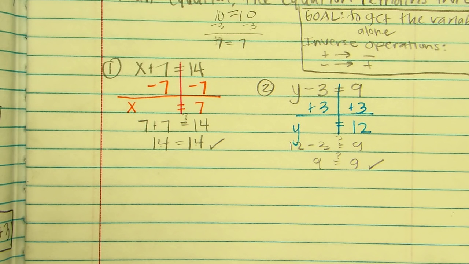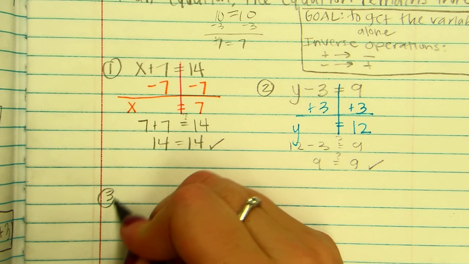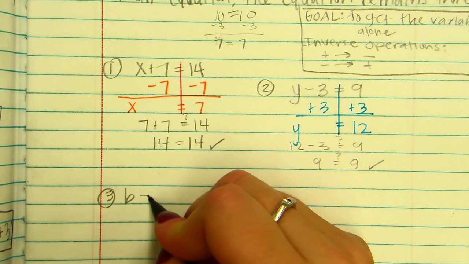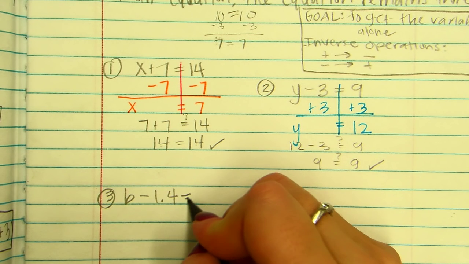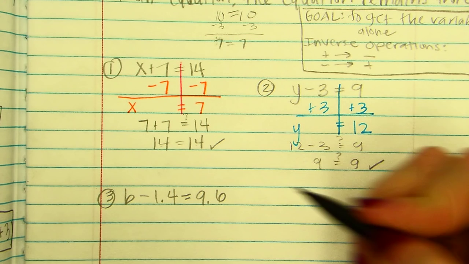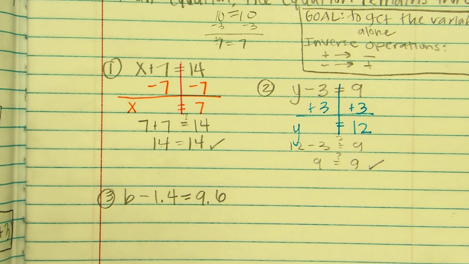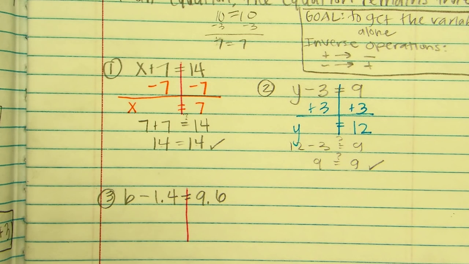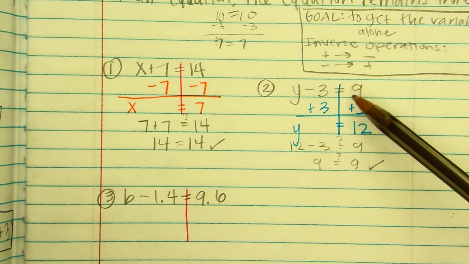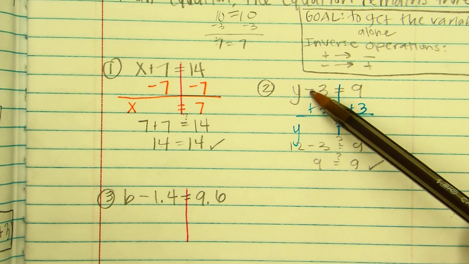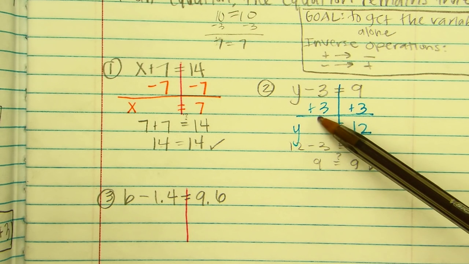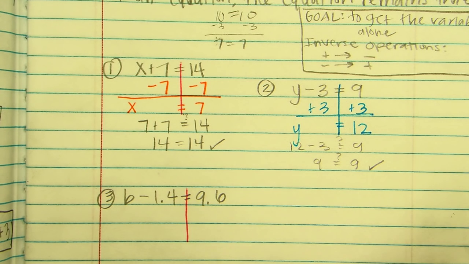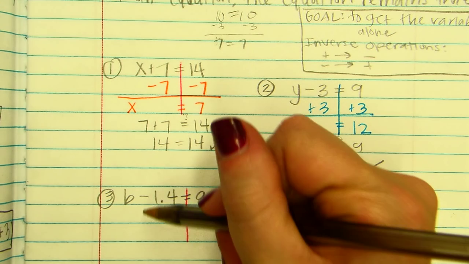For example 3, let's do b minus 1.4 equals 9.6. We want to make sure we don't get intimidated by decimals because it's going to be the exact same procedure as before. But I want to talk about another way to do a subtraction problem. Here we had a subtraction equation. I said the opposite of subtracting 3 was adding 3. There's another way we can think about it. Usually when we subtract, we change the sign of the one behind.